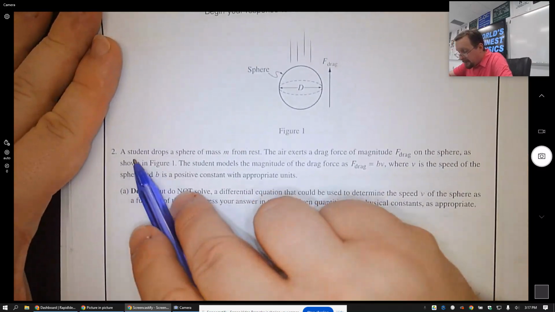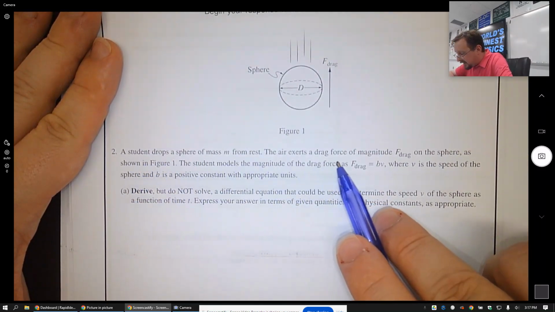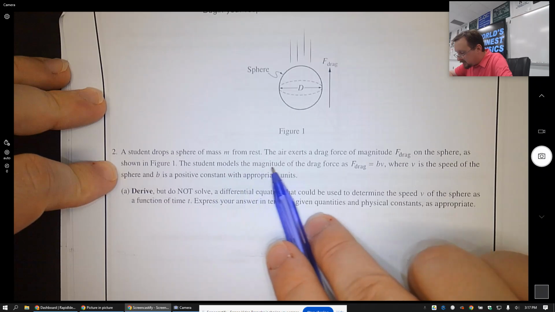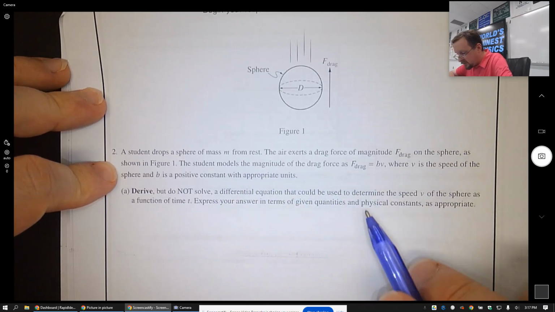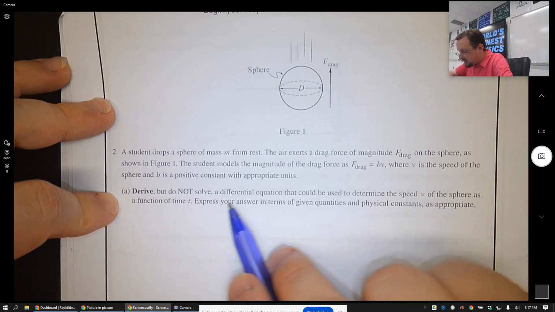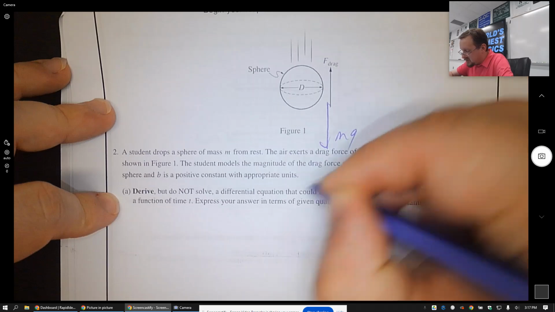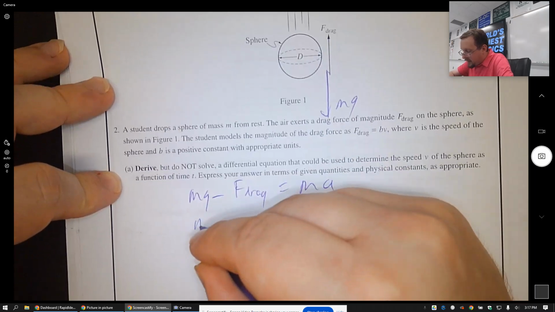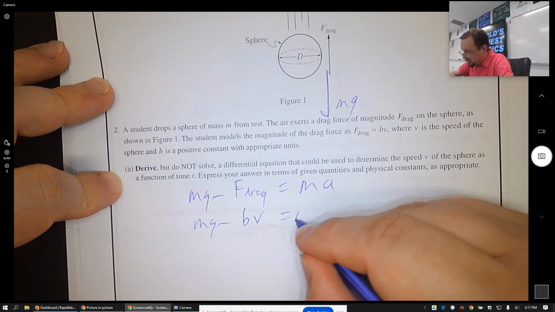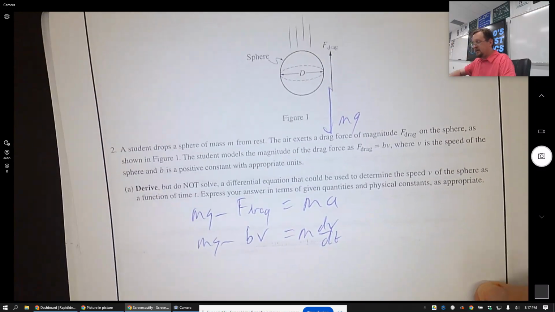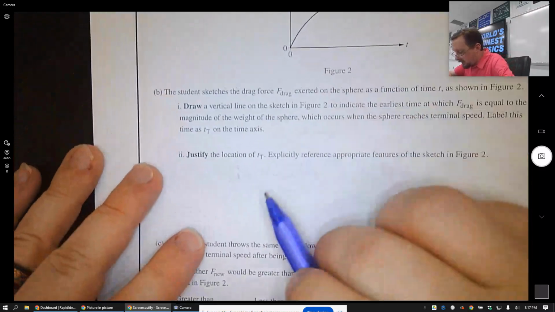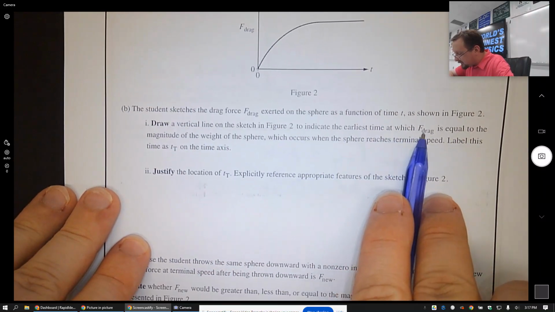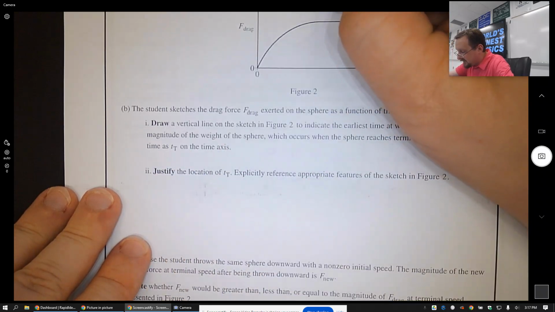Okay. A student drops a sphere of mass m from rest. Air exerts a drag force, of magnitude F drag, on the sphere. The student models the magnitude of the drag force as bv. Okay, great, but do not solve. So once again, it's going to be mg minus F drag equals ma. mg minus bv equals m dv/dt. Okay, we did that. All right, so what do we got going on here? Hey, vertical line. The earliest possible time at which F drag is equal to the weight, so it's the exact same story.